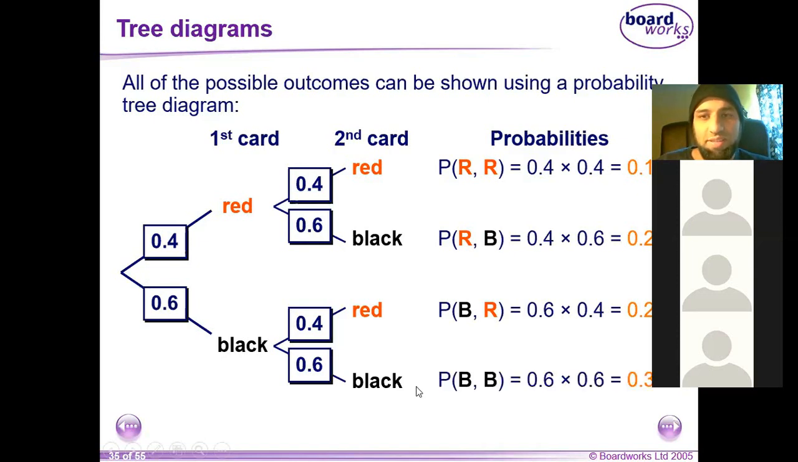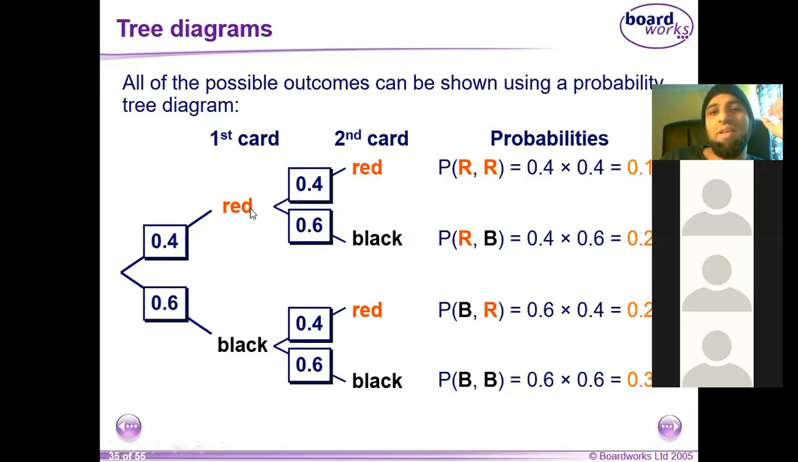You see what's going on, guys? Yeah? So are the parents playing a fair game here? Not really. No, because the probability of getting a black and a black is actually higher than the probability of getting a red and a red. Does that make sense, guys?